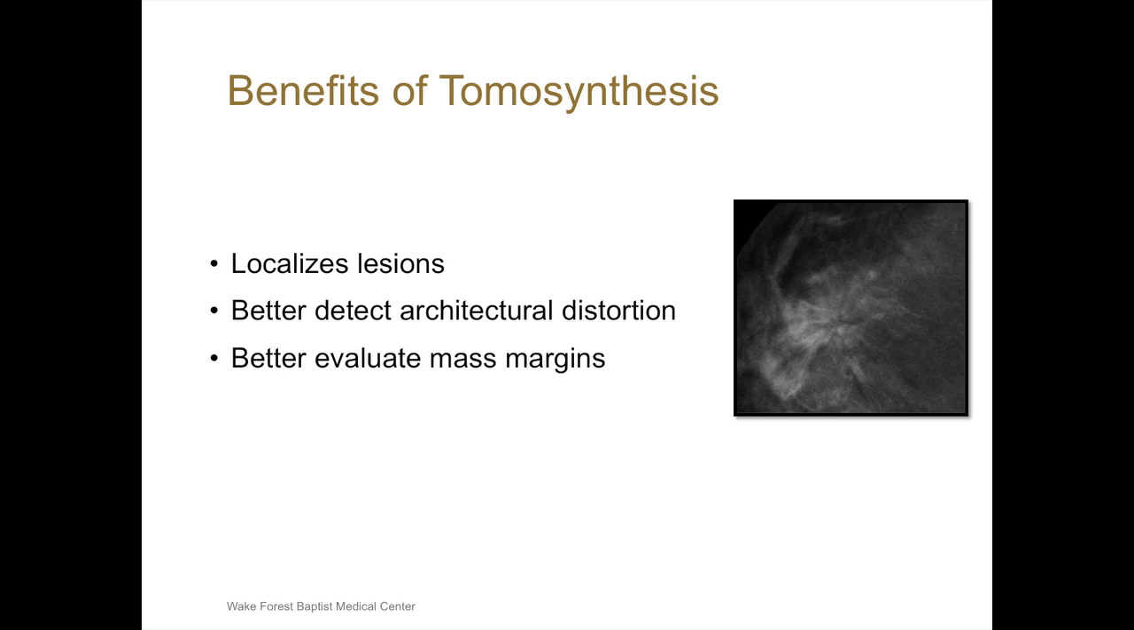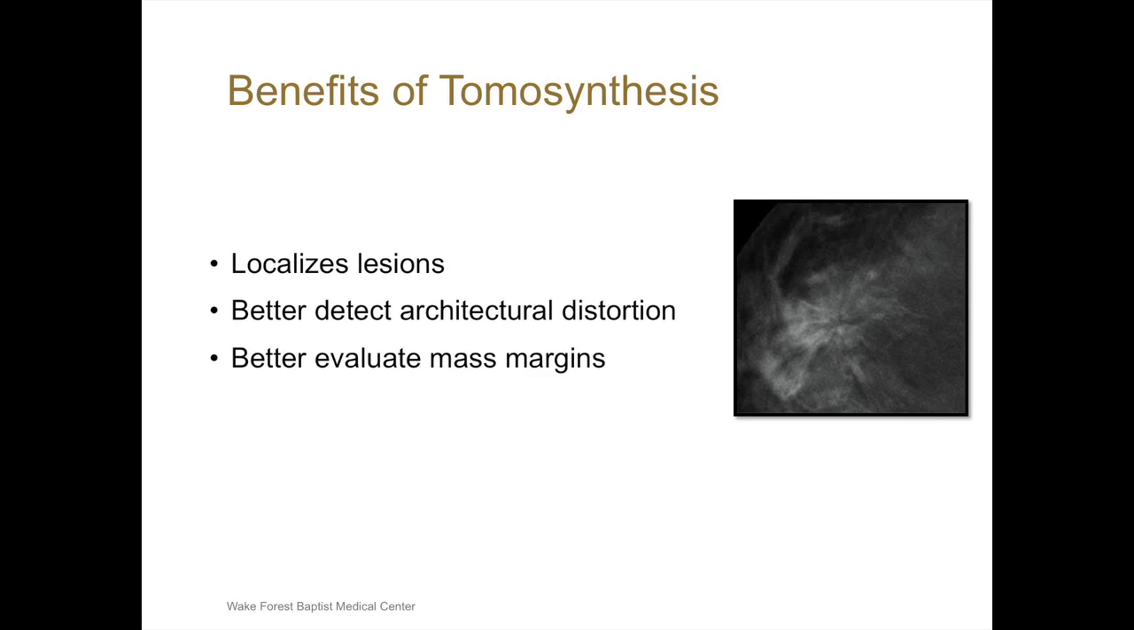Also, it helps to better detect architectural distortion. Here's an example of it: you can see sort of wispy lines radiating from a central point. That can be difficult to see on 2D mammography. But when you get these 3D images, often if it's present, it will really pop out at you. And this can be a sign of breast cancer.